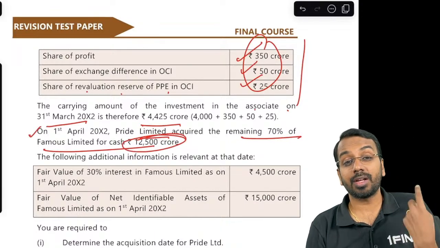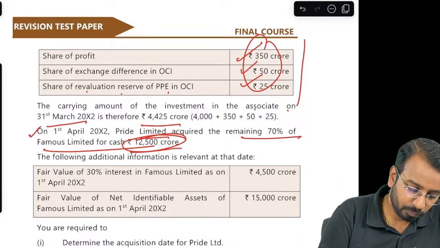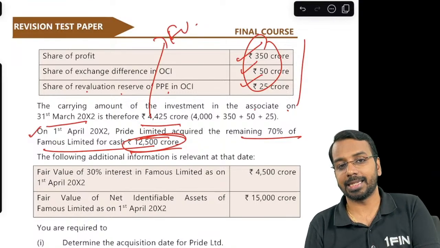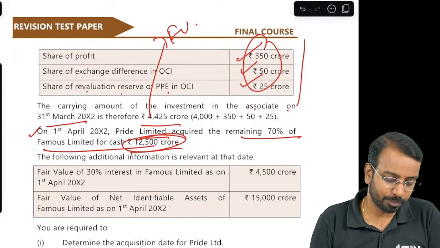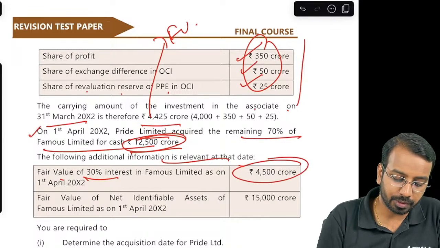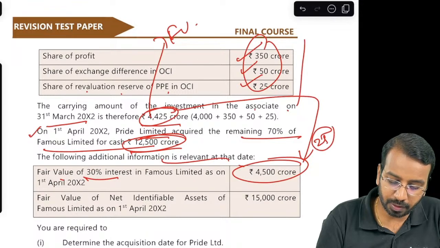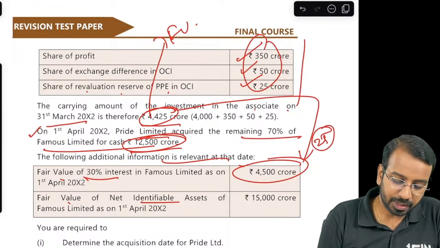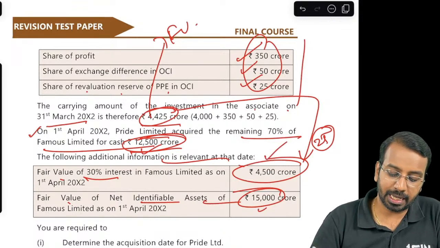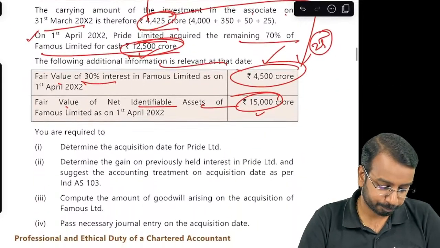Now, when there is a fresh acquisition, what do we do? We will take the fair value of the existing investment and compare it with the fair value of net assets to determine goodwill or bargain purchase. Following additional information is relevant. Fair value of 30% stake, 4,500. What is the carrying amount? 4,425. So 4,425 to 4,500, 25 is the gain. Fair value of net identifiable assets, 15,000 crores. So 12,500 plus 4,500, and 15,000 crores is relevant for calculation of goodwill.